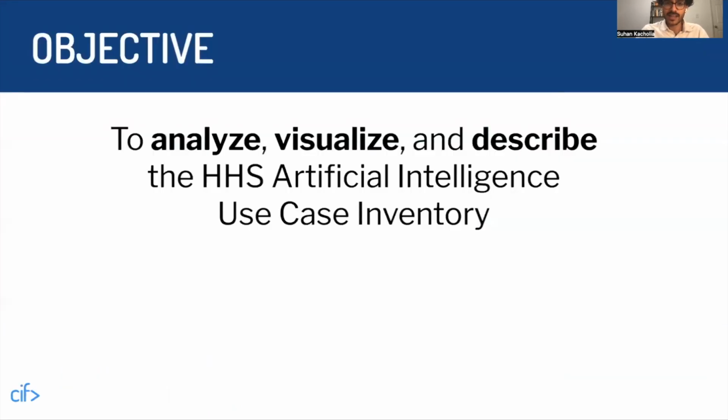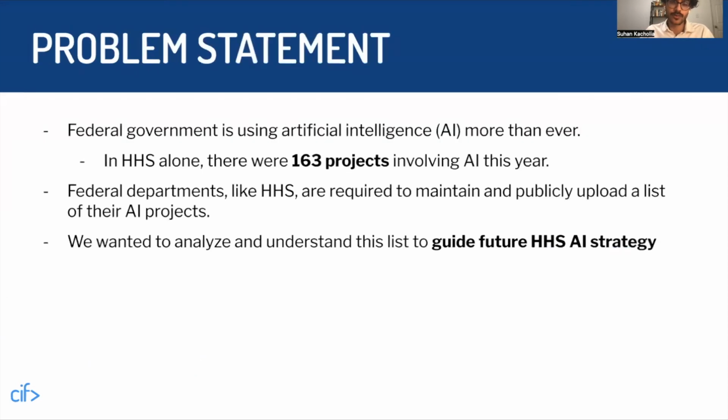This summer, I analyzed, visualized, and described the HHS Artificial Intelligence Use Case Inventory. For some context, the federal government is using AI more than ever. In HHS alone, there were 163 projects involving AI just this year. Federal departments like HHS are required to maintain and publicly upload a list of these projects to their websites. And we wanted to understand and analyze this list so we can guide future HHS AI strategy.